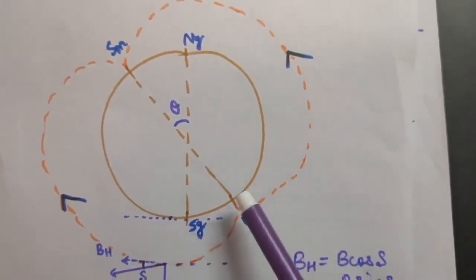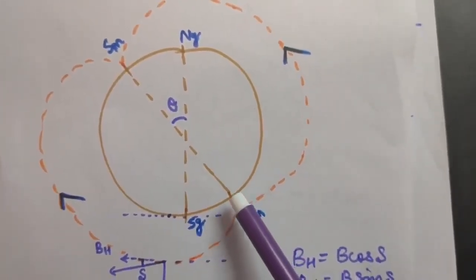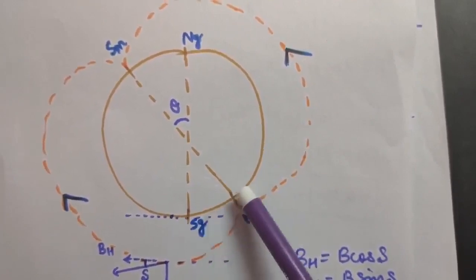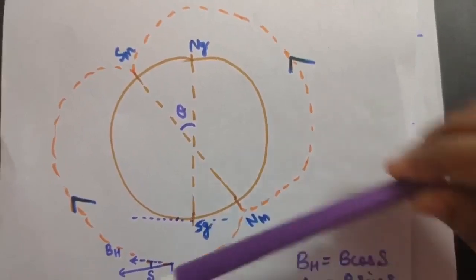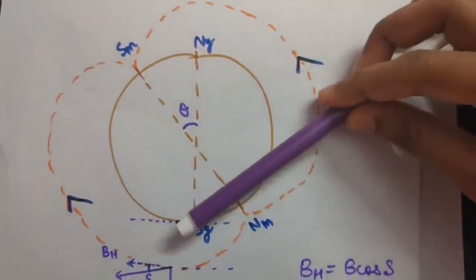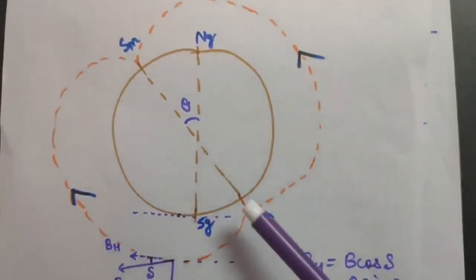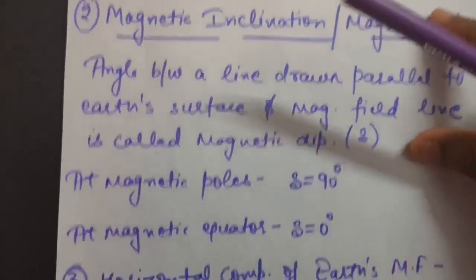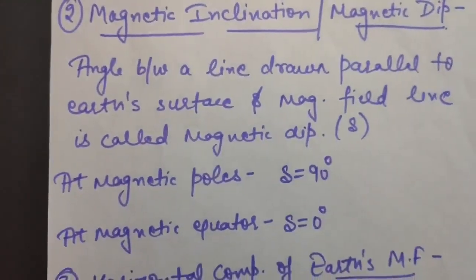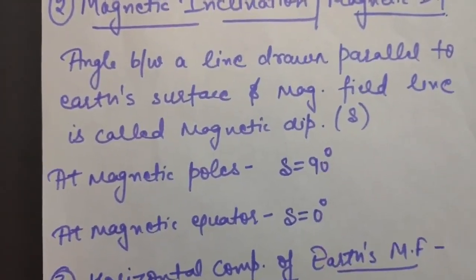Similarly, these are the poles. If you see clearly, just on this pole, the magnetic field line is making an angle of 90 degrees with the line parallel to Earth's surface, because only this line will be parallel to Earth's surface. So the angle is 90 degrees. We can say at poles, del is 90 degrees, and at the magnetic equator, del is 0 degrees.